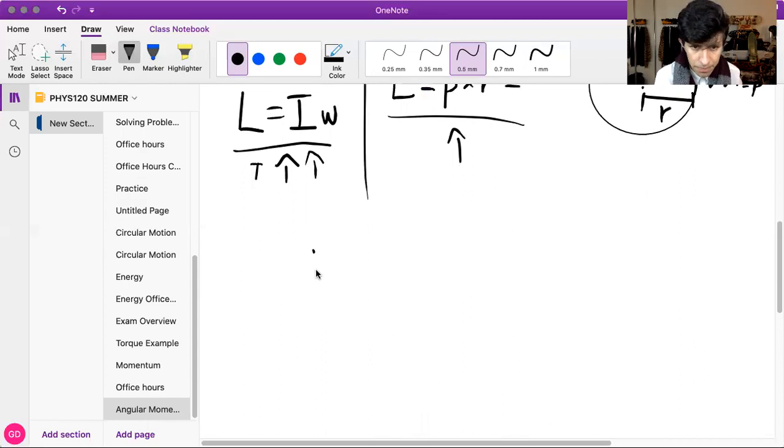So inertia in state 1, and then inertia in state 2.